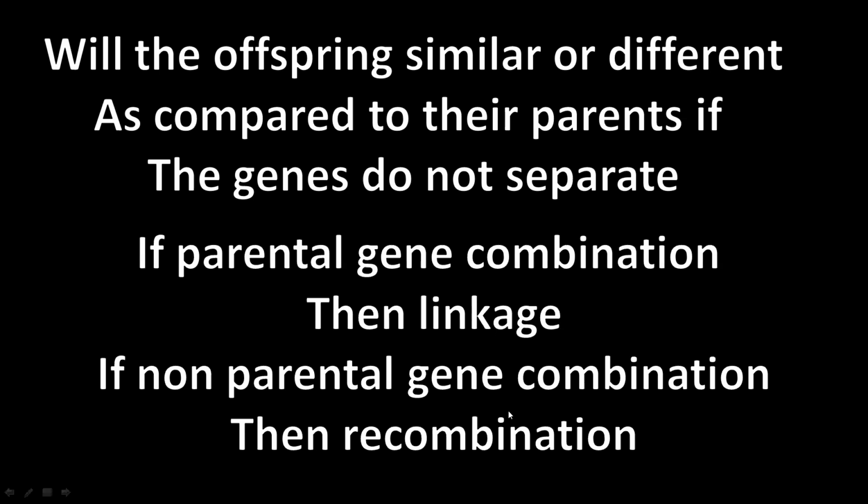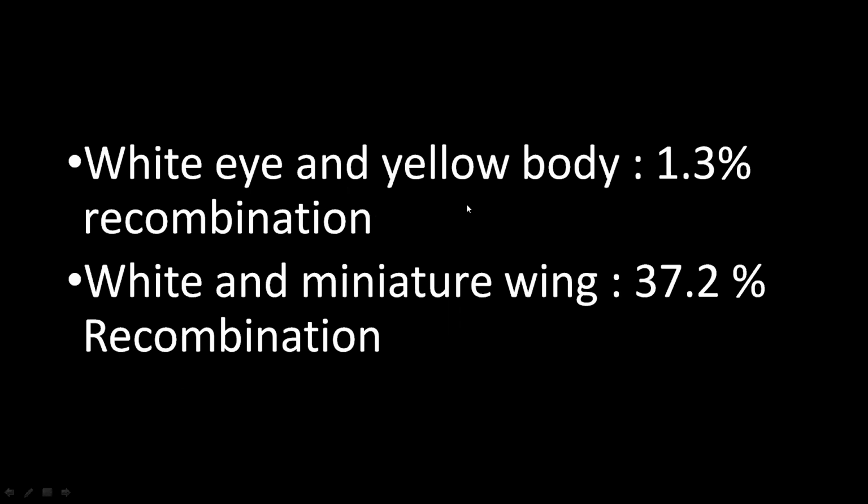Now, in non-parental gene combinations, there is recombination. So in this topic of linkage and recombination, if the genes separate, they can recombine with other genes. But if the genes cannot separate, they cannot recombine. That means there will be linked genes. For example, white eye and yellow body: there was just 1.3% recombination out of 100%.